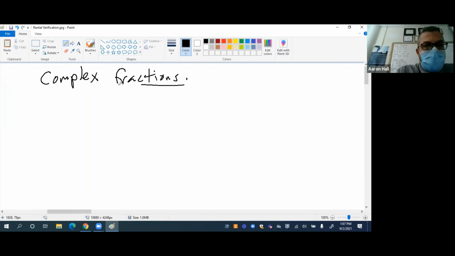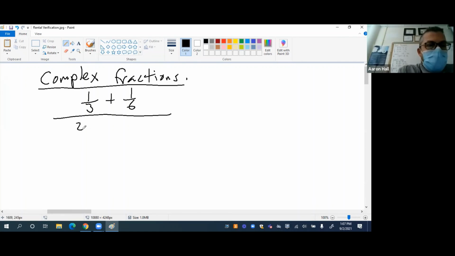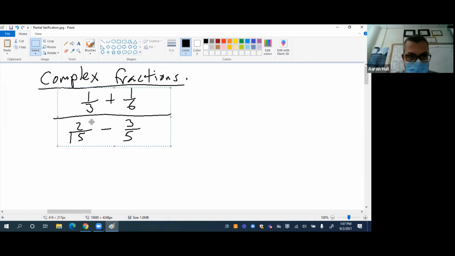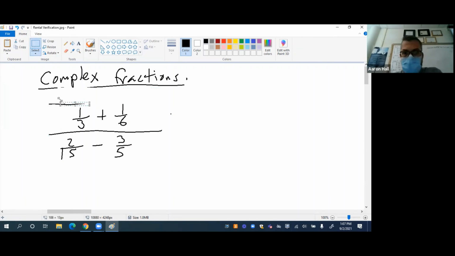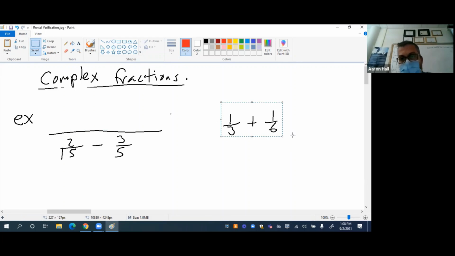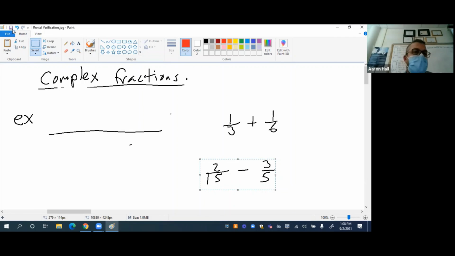What if I have something like this, a complex fraction? I have something like 1/3 plus 1/6 over 2/15 minus 3/5. How in the world would you do this? That's not a fraction up there. Where would you start? Let's do the top by itself. Let's just look at this piece here, simplify that, and then look at this piece here and simplify that, and then we'll go from there.